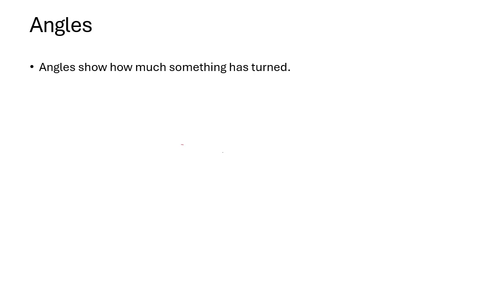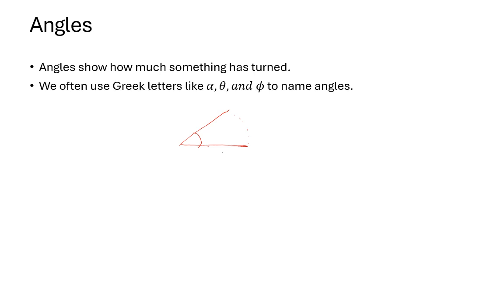We have a line like this. We have a line, and this line turns anti-clockwise, maybe to this point. So this is the angle. And these angles are usually represented by Greek letters such as alpha, theta, or pi. So you can see this is angle theta. And this angle is usually measured in either degrees or radians as its units.